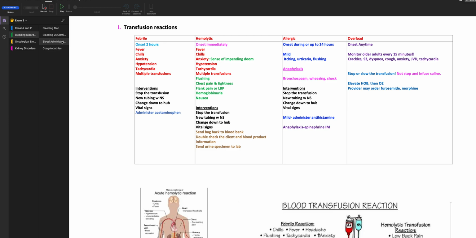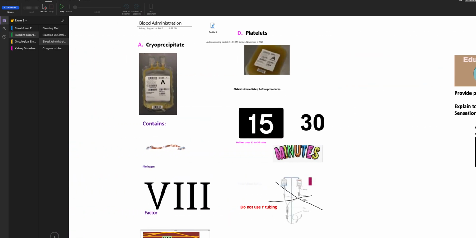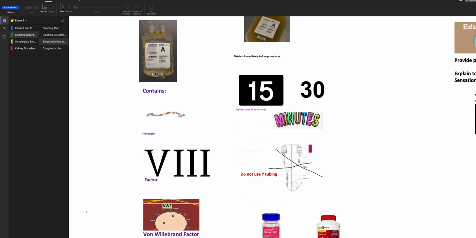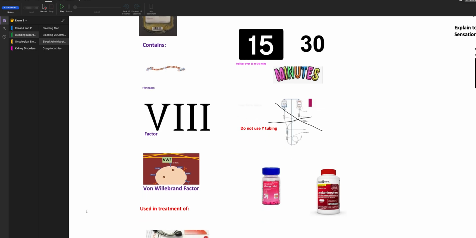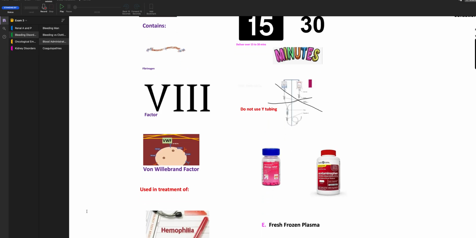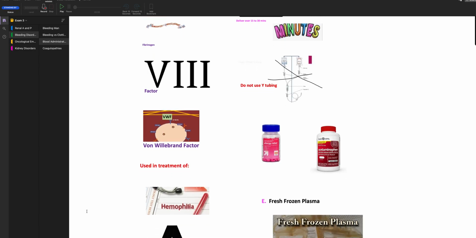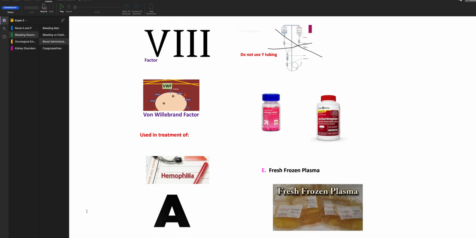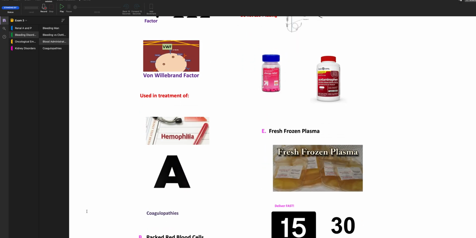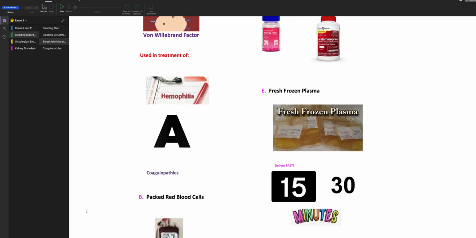All right, now we're going to talk about blood administration. You've already had this, which is going to make this awesome. Okay, so first I'm going to talk about cryoprecipitate. It contains fibrinogen, factor VIII, and it is given to people with hemophilia, and it has von Willebrand factor. And I'm not sure why we don't teach that anymore, von Willebrand's disease, but I guess because it's not that common. So this is used in the treatment of hemophilia A and any type of coagulopathies as well.